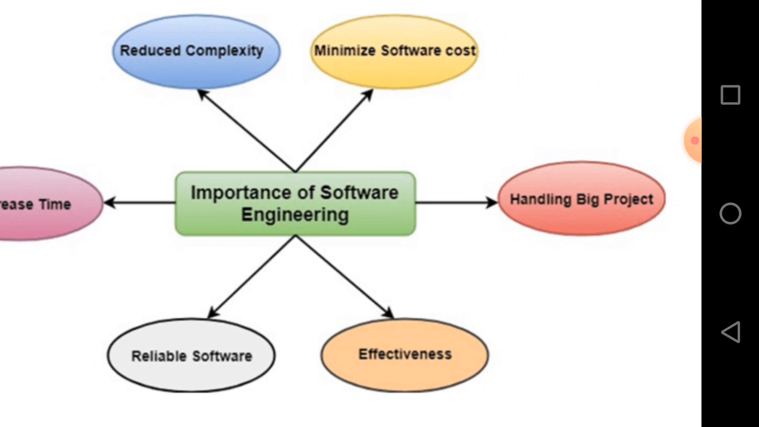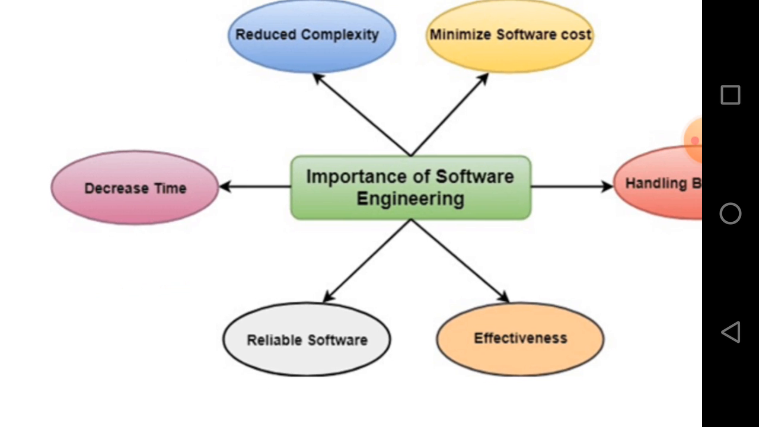And effectiveness, reliable software, and decreased time. These are the other importance of software engineering. With software engineering, we can get software in a very effective manner, and software must be reliable after following the approach of software engineering. It will also decrease the time of software when we follow the concept of software engineering. So these are some important points regarding software engineering.